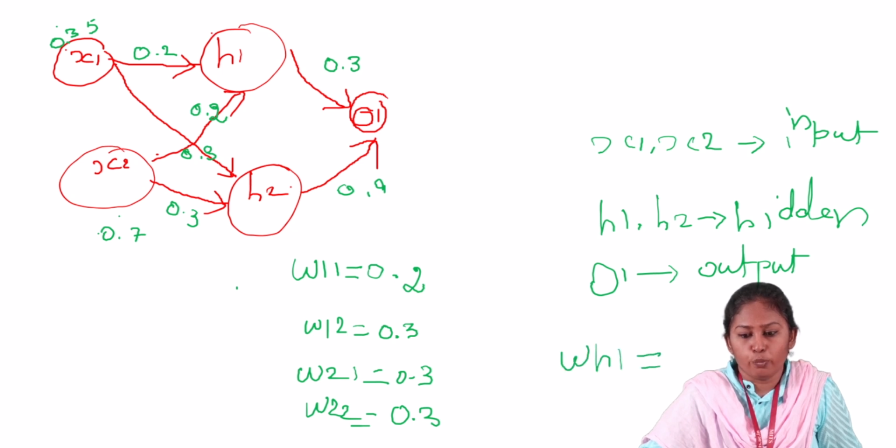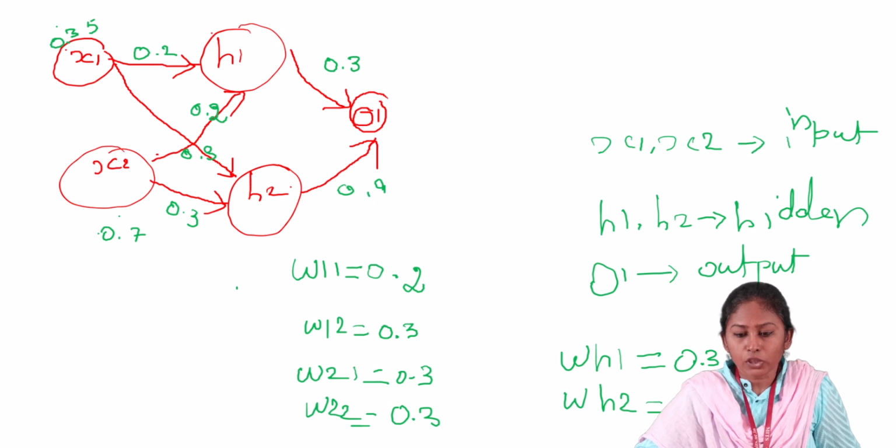And then from H1 to output, that I am assuming as WH1. The names W11 and W12 I am giving here for understanding; any kind of variable name can be used. Okay, so WH2 is equal to 0.9. So this is our input. With this, we are going to proceed with the backpropagation problem.